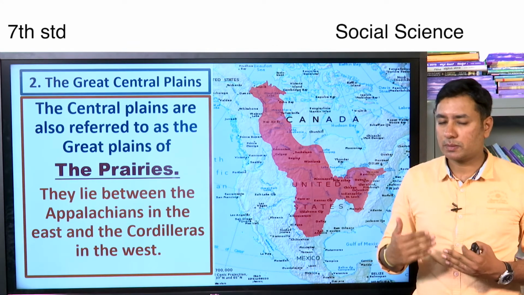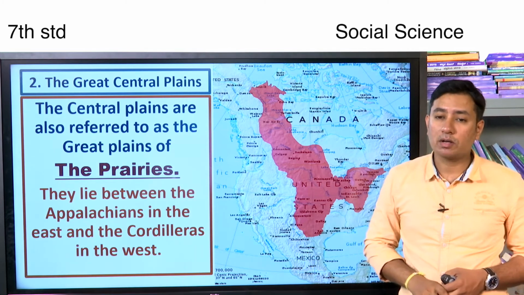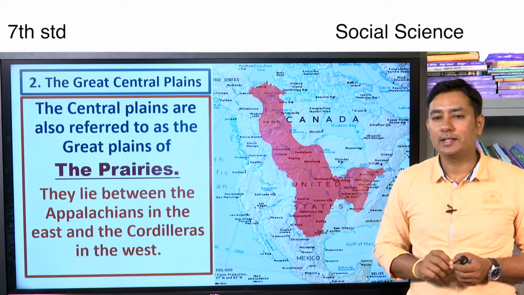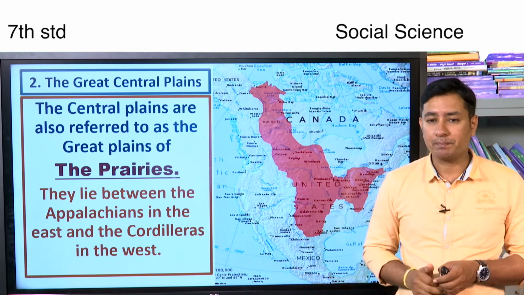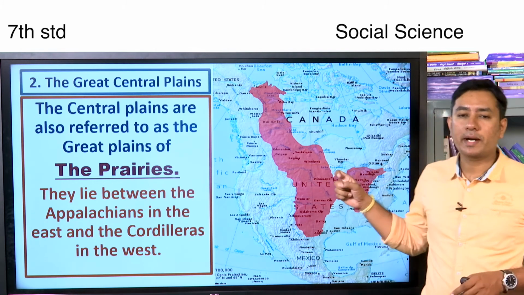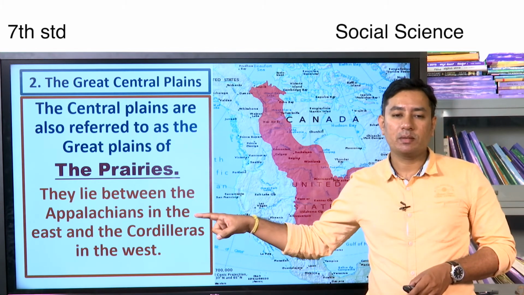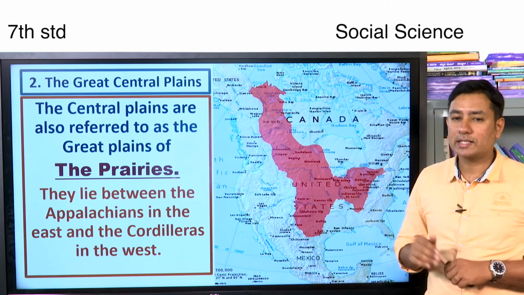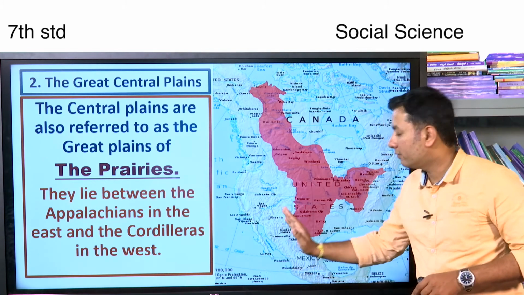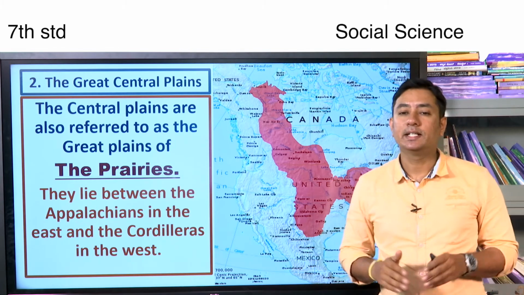Let's come to the next part of the North American continent. The Central Plains are also referred to as Great Plains or Prairies. So, in the chapter, when we are writing the name of the chapter, North America, the Land of Prairies, we have written. Why is that? Because most of the land which is there in North America was occupied by these prairies. What are prairies? You are going to see it now. It lies between the Appalachian Mountains and Western Cordilleras. Where are the Appalachian Mountains? See, here it is. In this part we can see the Appalachian Mountains, and this part we can see the Rocky Mountains, the Western Cordilleras. So in between we can see the plain land.